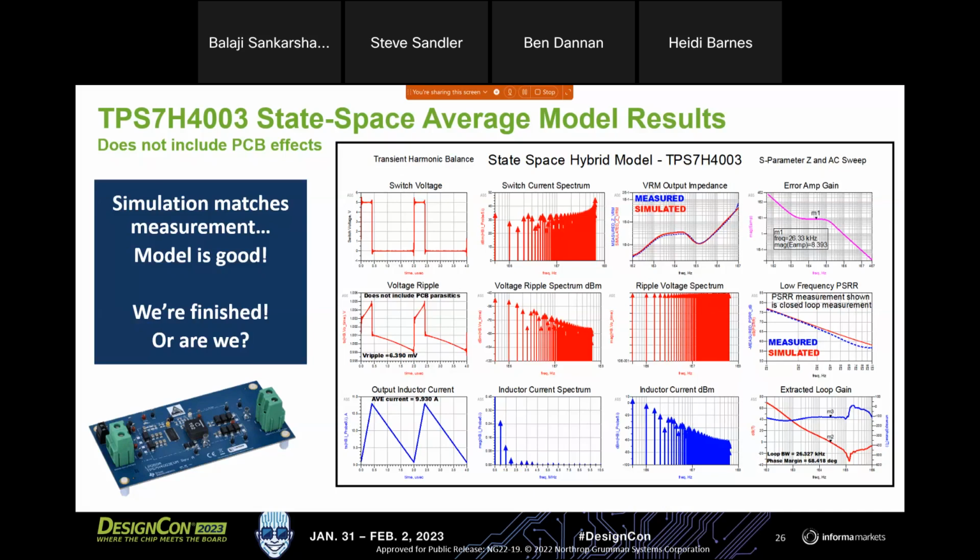It's not perfect, but it's pretty close. And so we're done, right? Everything looks good. Well, let's do one more step. Let's compare the output voltage ripple to measurement, what we simulated to an actual voltage ripple measurement.